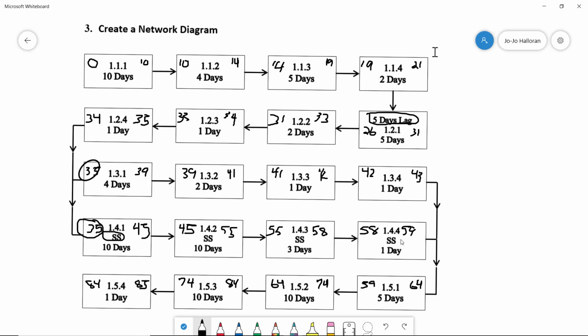So when you get to number 8, your critical path is when all activities have a float of 0 and are on the critical path. The critical path will take 85 days, which is the earliest date that you could finish.